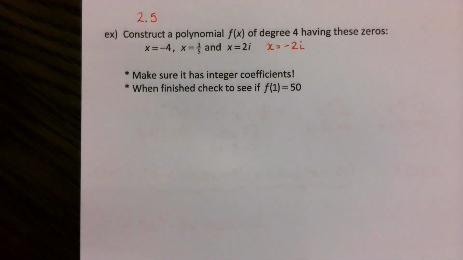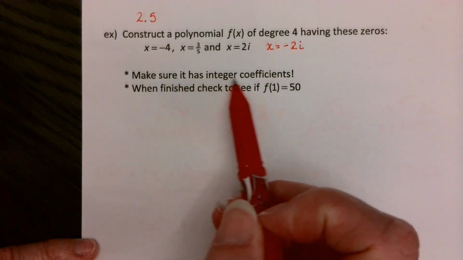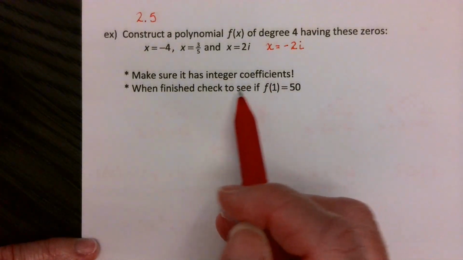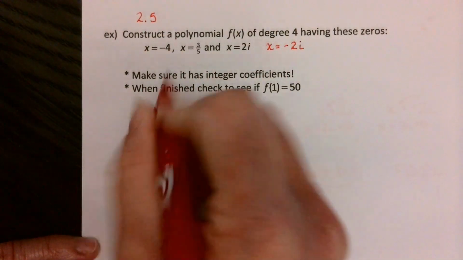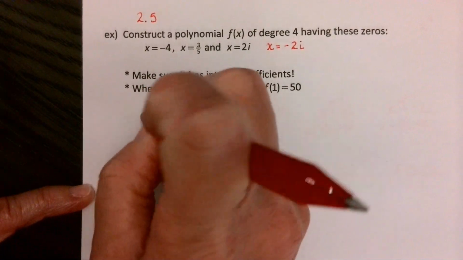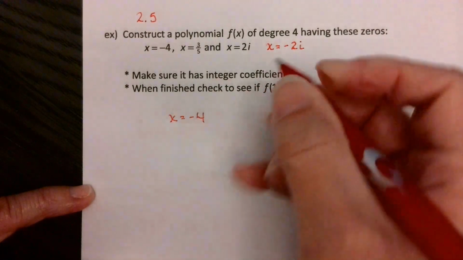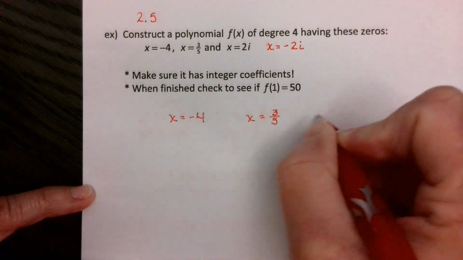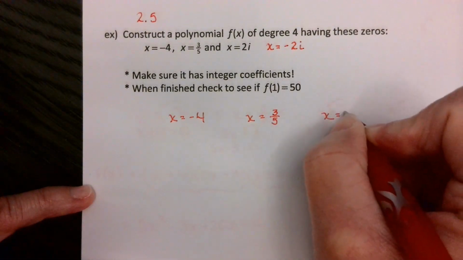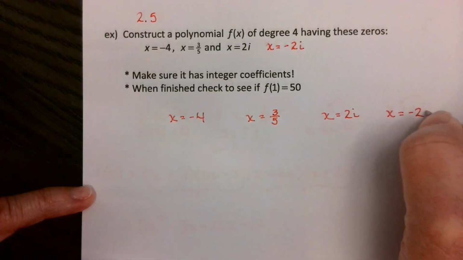Okay, so now we're going to construct our polynomial. We're going to begin it. Make sure it has integer coefficients. That's important. And when finished, we'll check to see if f of 1 equals 50. Okay, so what we're going to do is we're just going to bring our answers down. Let me move this over just a little bit. x equals -4. We have x equals 3/5. x equals 2i, and x is equal to -2i.